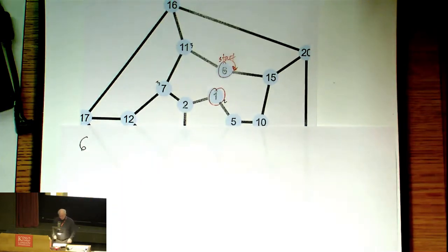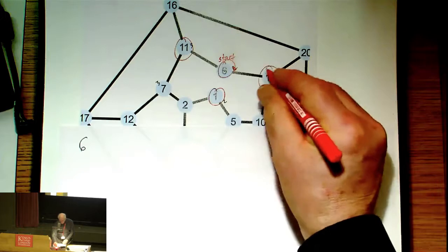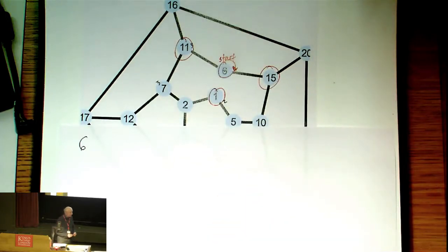That's the first vertex. And then we do this idea of a breadth first search. That means you look at adjacent vertices. So you start from 6 and you look at adjacent vertices. And there are 2 adjacent vertices to 6, 11 and 15. And you have to put them down after 6. And you can put them in either order.